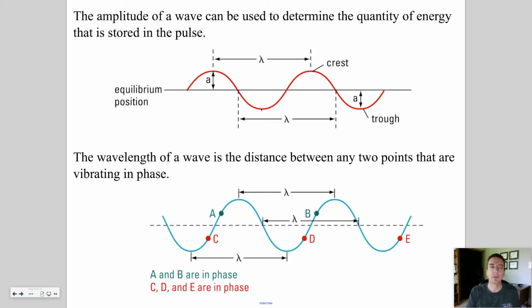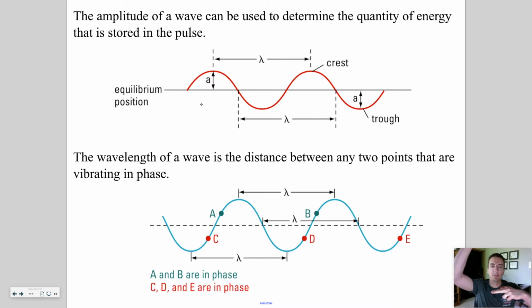Okay, so a few terms. The amplitude of a wave can be used to determine the quantity of energy that is stored in the pulse. So amplitude is represented by this particular value here, A, and a transverse wave is made up of a series of crests and troughs. So here, anything above the median line or equilibrium position, we'll label as a crest, and then a trough, and then another crest, and then another trough. Crest, trough, crest, trough, crest, trough. That is a transverse wave.